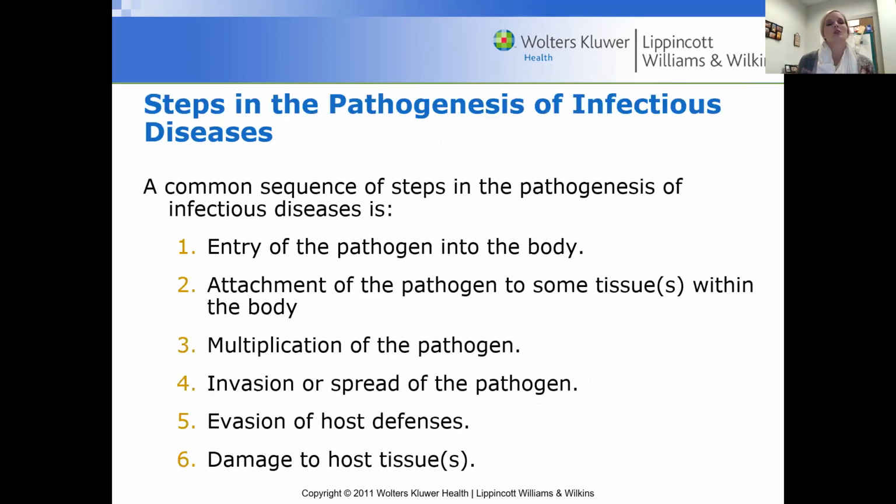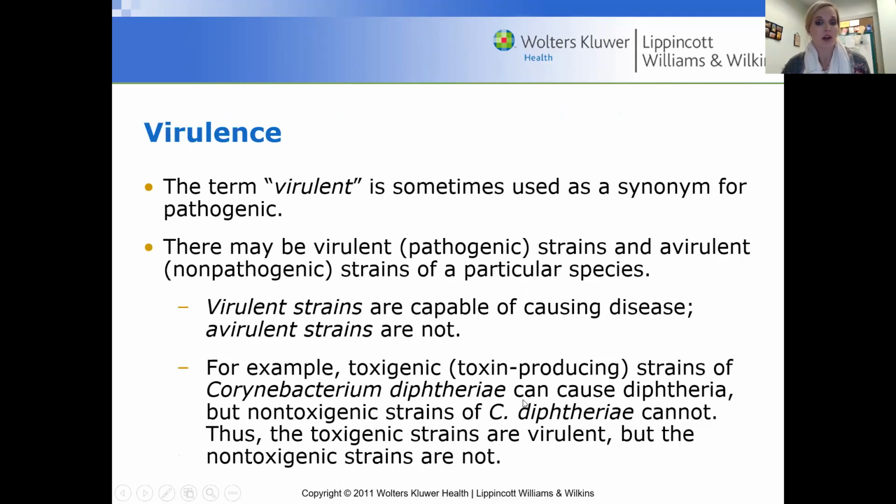Okay, so once again, the steps in our pathogenesis. We talked about what happens on the human end: the incubation, the prodromal phase, then the period of illness, and then the convalescent stage. In the pathogenesis of an infectious disease, the pathogen enters the patient's body. The pathogen then attaches itself to some tissue within the body. The idea is then for that pathogen to multiply. Once it starts multiplying, it begins to spread and invade the host body. So it evades the host defenses. It's able to hide from the host immune system, therefore causing damage to the host tissue. So those are the steps we see in the infectious disease process.